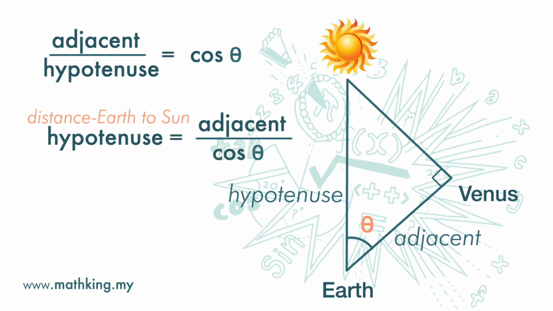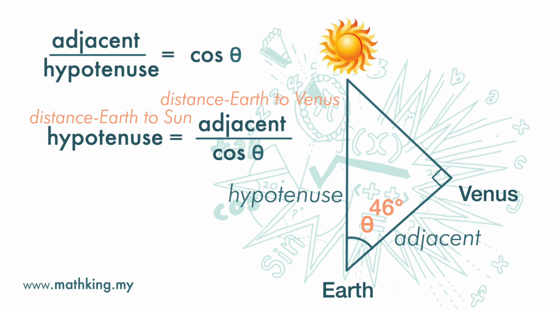So, the distance from the Earth to the Sun is the distance from the Earth to Venus divided by cos theta. And theta is about 46 degrees, which can be observed or measured from the Earth. The distance from the Earth to Venus can be obtained by radio waves.